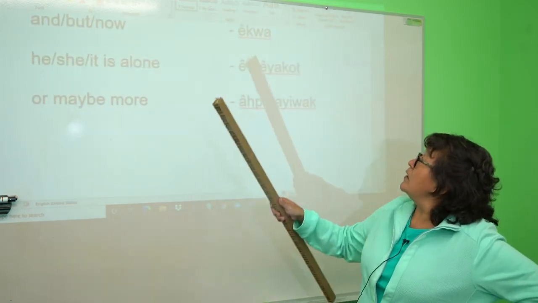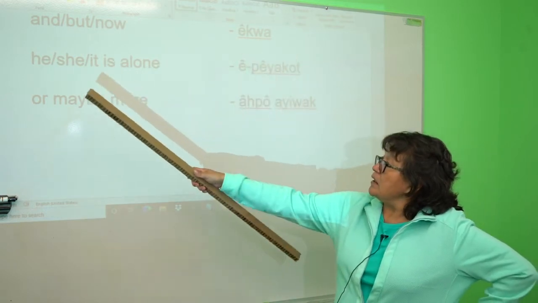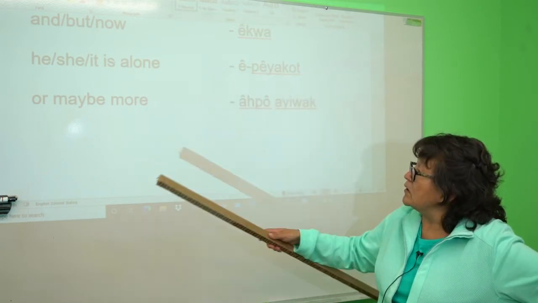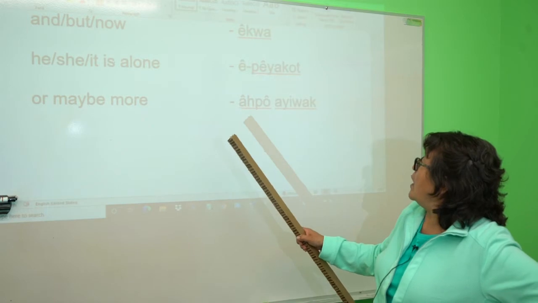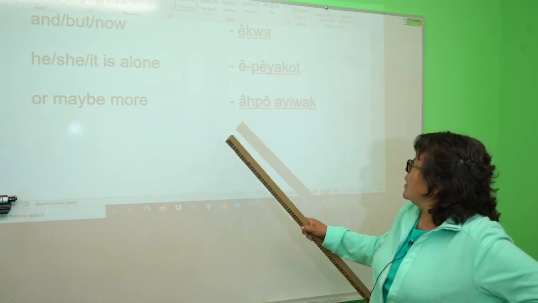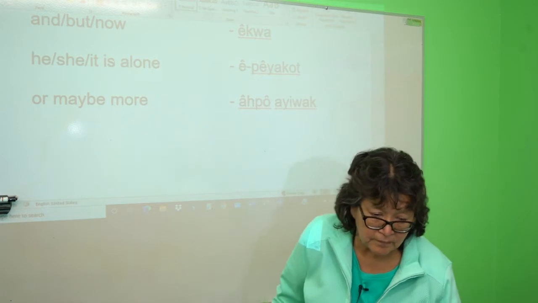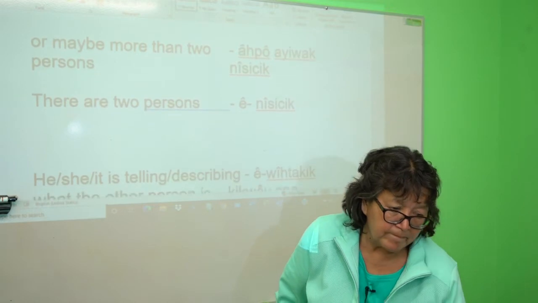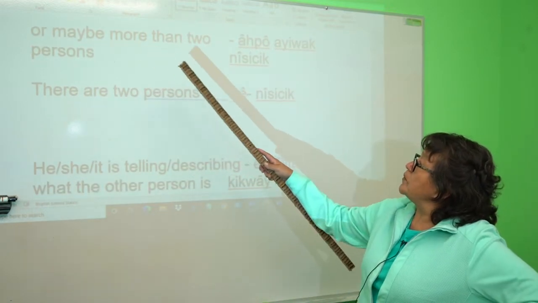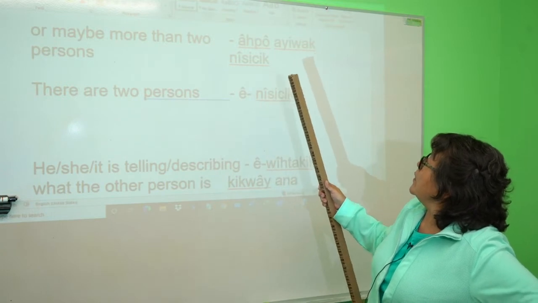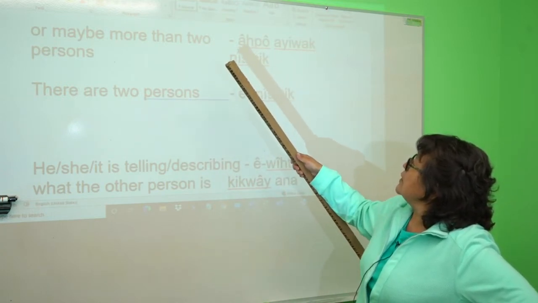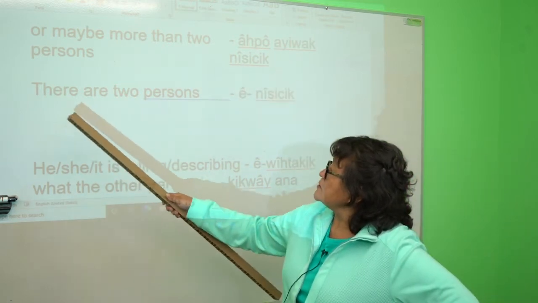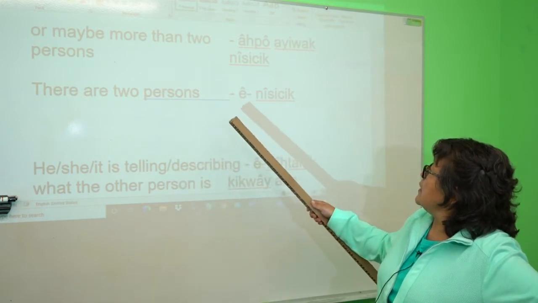And now, ekwa. He, she, it is alone. Beakot. Or maybe more. Ahpu aiwak. Or maybe more than two persons. Ahpu aiwak nisijik. These are two persons. Nisijik.